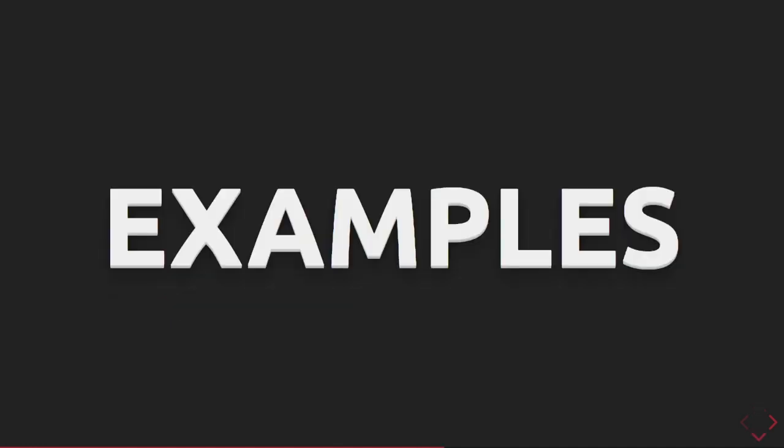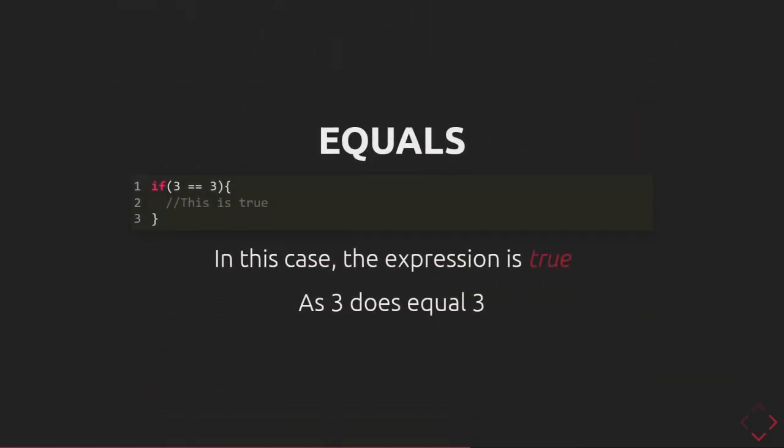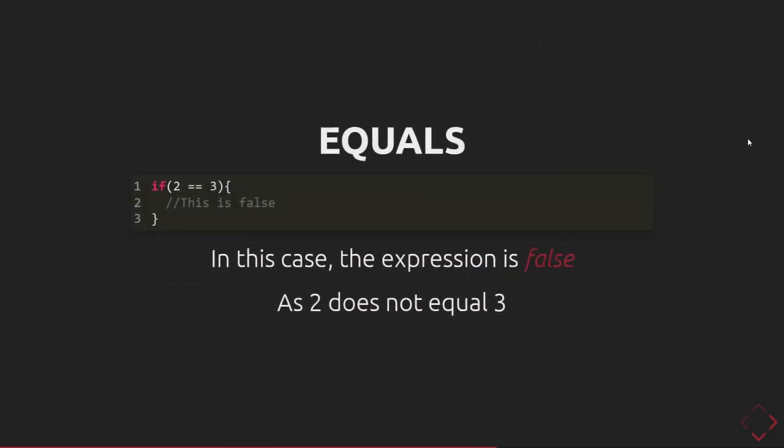Now we will see examples of each of the operators in both the true and false side. So first up we have the equals. In this case the expression is true as 3 does equal 3. In this example we are checking if 2 is equal to 3. In this case the expression is false as 2 is not equal to 3.